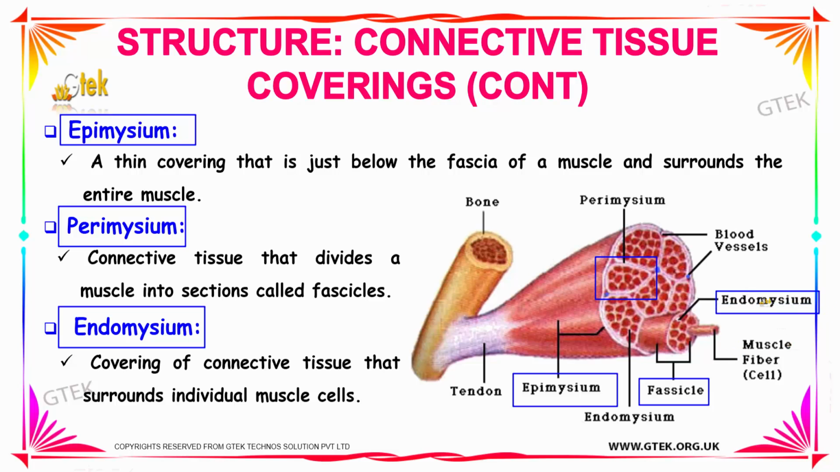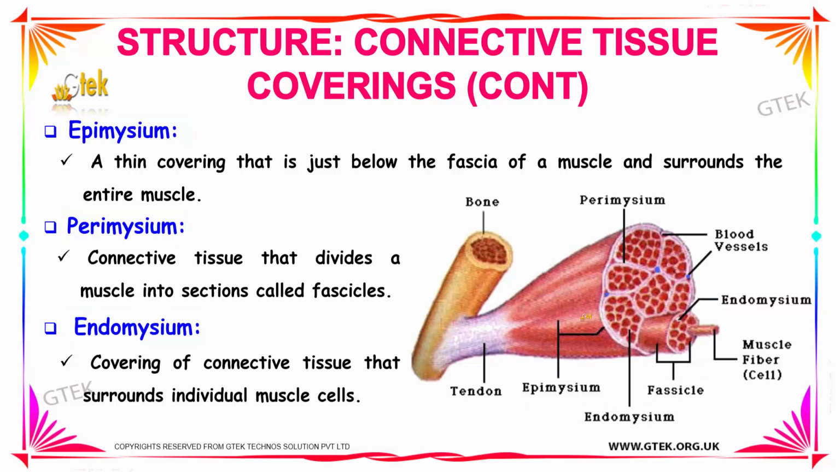Your endomysium is the covering of connective tissue that surrounds the individual muscle cells. So here you are able to see your endomysium. It is the connective tissue that surrounds the individual muscle cells. So this gives a detailed idea about how the connective tissue coverings are present in a human muscular system.